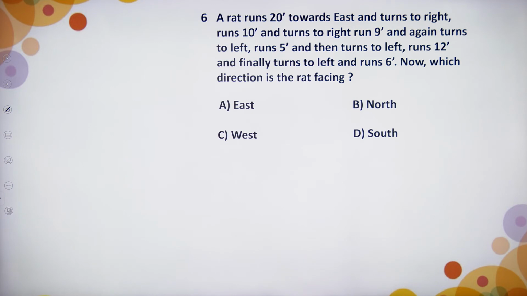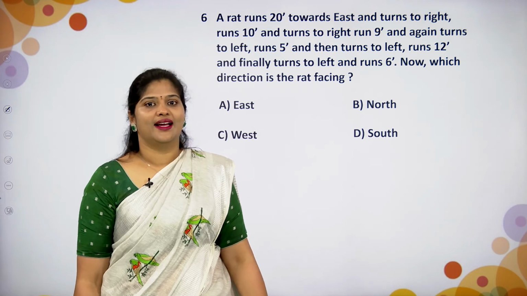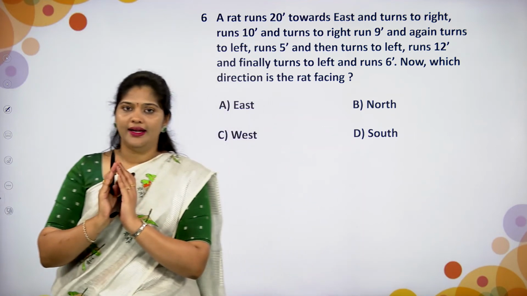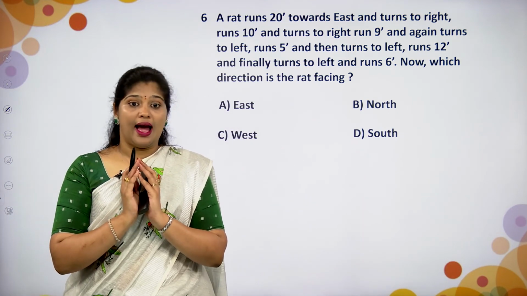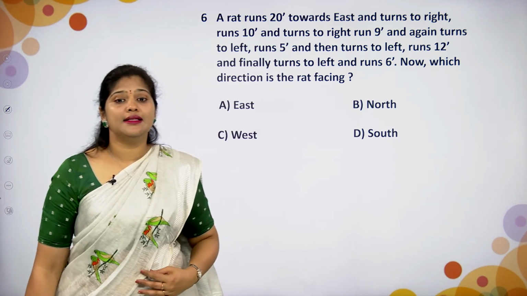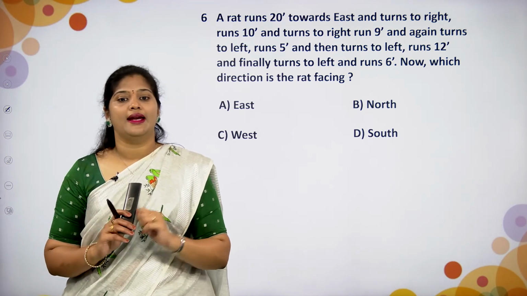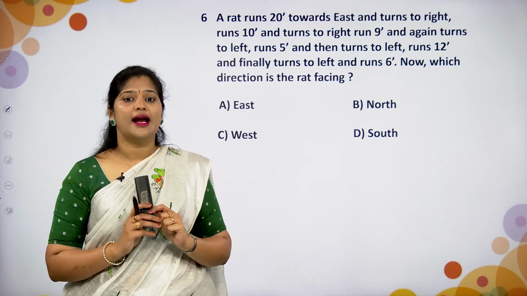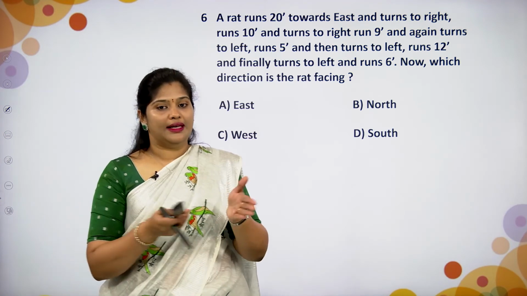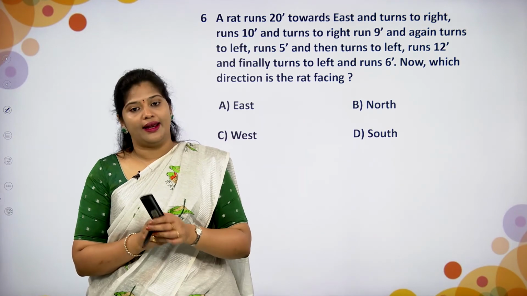Yes. Next question. A rat runs 20 meters towards east, then turns right and runs 10 meters, turns right again and runs 9 meters. Then it turns left and runs 5, turns left and runs 12, and finally turns left and runs 6.